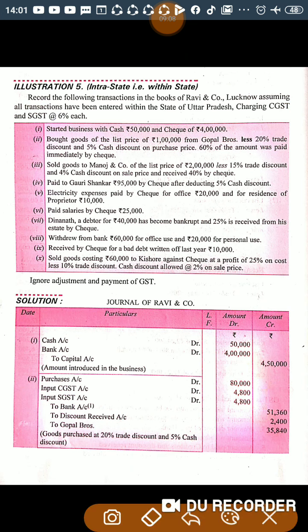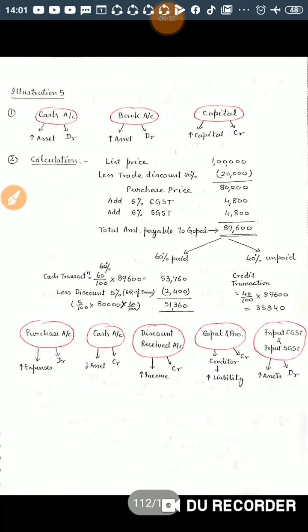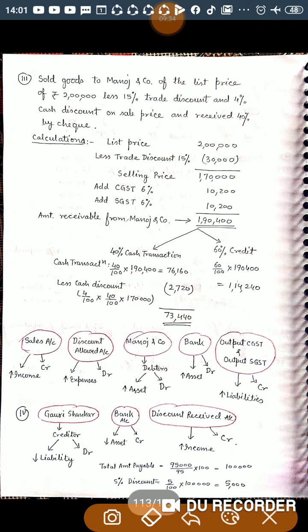Now the next transaction is: sold goods to Manoj and Company of the list price of 2 lakh less 15% trade discount and 4% cash discount on sale price, and received 40% by check. Again, this is a mix of credit and cash transaction. Let us see. First of all, we will calculate it. I have shown the calculation here.